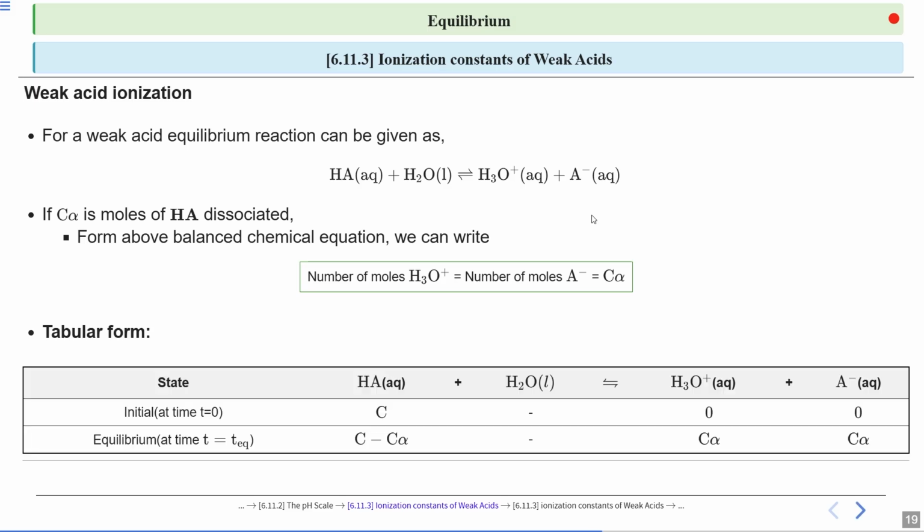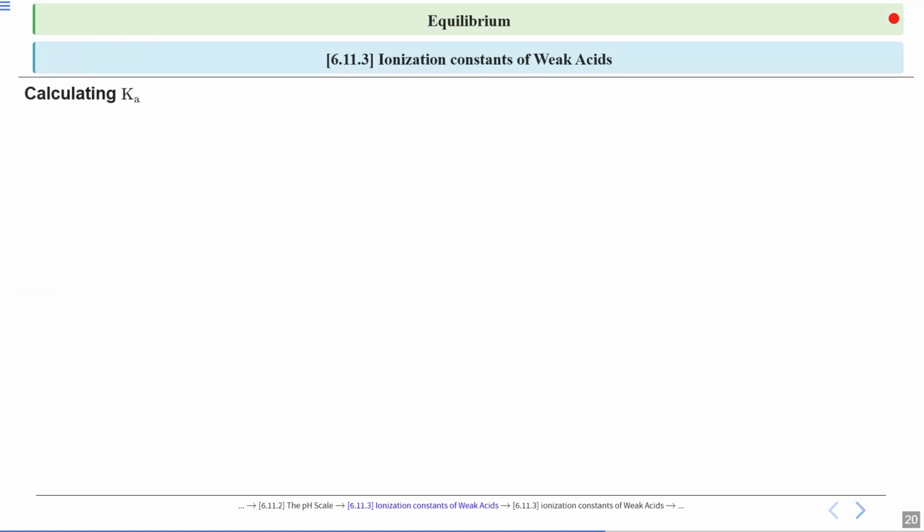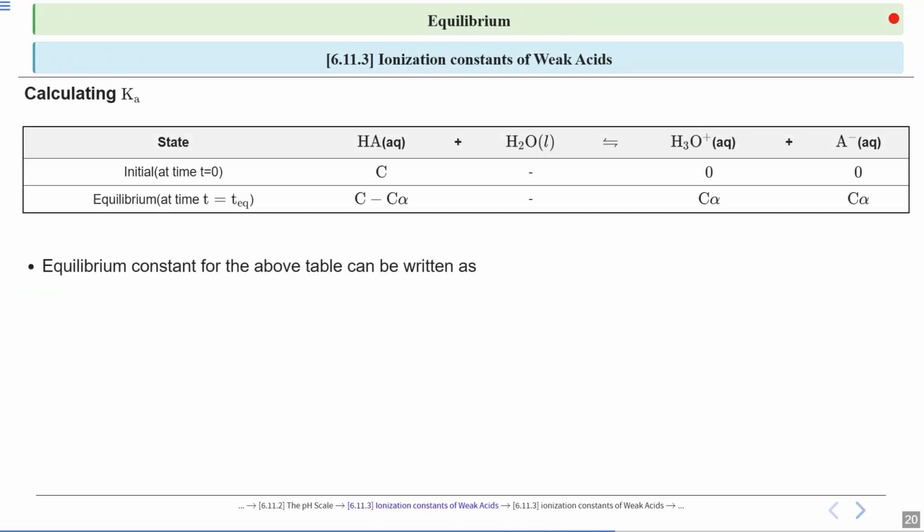Now we can write the same thing in a tabular form. See, we have this initial concentration C. After some time, C alpha is getting dissociated to form C alpha of H3O plus and C alpha of A minus. Now we will continue with this table to get the value of K in terms of alpha. So this was the tabular form that we got.